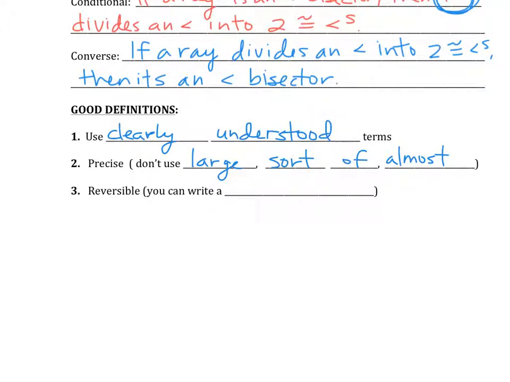And then the third thing, the reason we're talking about all this, is a good definition is reversible, which is what a biconditional is, right? It's a conditional statement that is reversible. So basically, if you can write a biconditional from a statement, it's a good definition, okay? So we're going to talk through just a couple of statements and are they good definition type things.